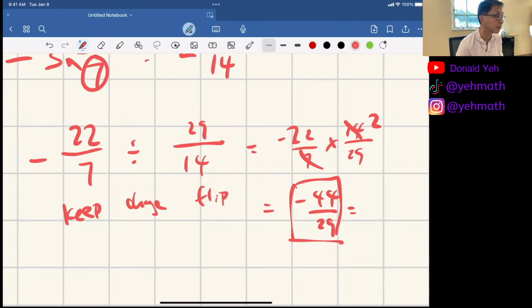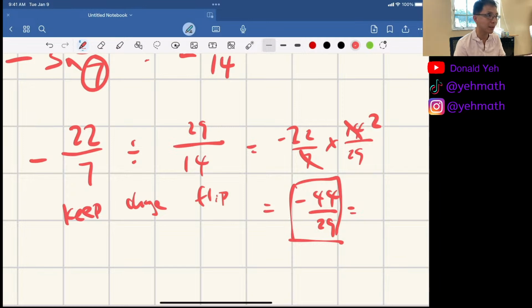Ian, is that what you get? Yes. Okay, yeah. So you don't need to convert to mixed number. There's no reason, because mixed number is just middle school. Now, some people mention common denominator. No, you do not use a common denominator in multiplication and division.